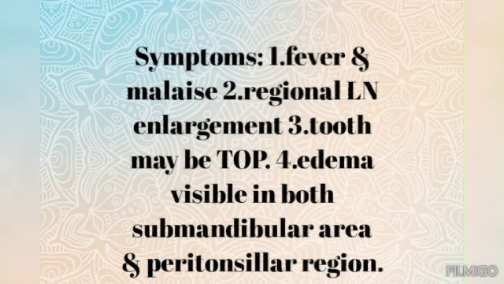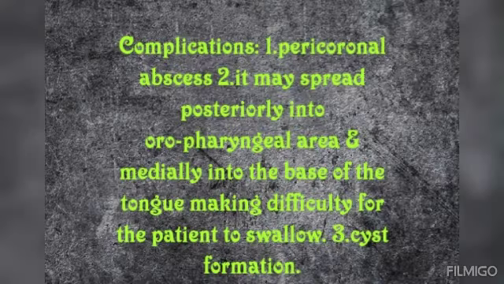What are the symptoms? The patient may complain of fever and malaise, and there is regional lymph node enlargement, and the tooth may be tender on percussion. TOP may be present, and edema is visible in both the submandibular area and peritonsillar area. So these are the symptoms for pericoronitis: fever and lymph node enlargement, maybe TOP is present, and edema in both the submandibular area and peritonsillar area.